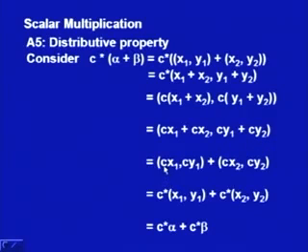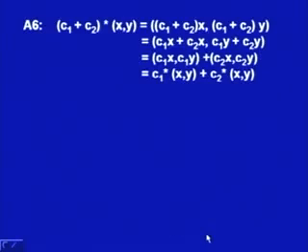Then this is nothing but (Cx1, Cy1) plus (Cx2, Cy2), and by definition of scalar multiplication we can say it is C star (x1, y1) plus C star (x2, y2). Finally it is nothing but C star alpha plus C star beta, and we started with C star alpha plus beta and finally arrived at this result, and this proves that scalar multiplication is distributive over vector addition. So this is the next axiom.